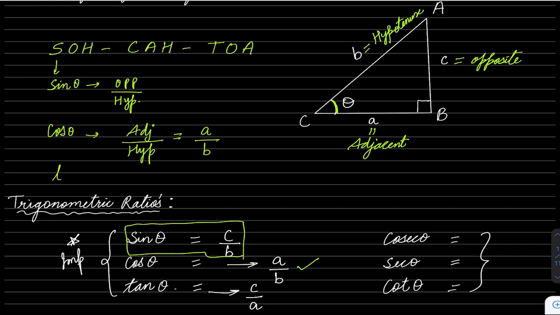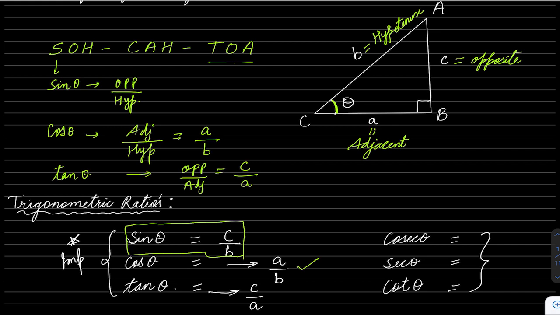Now the last is tan theta. Tan theta comes from this TOA. That is T for tan theta, O for opposite, A for adjacent. So tan theta is nothing but opposite side divided by adjacent side. Now what is my opposite side? That is C. Adjacent side is A. So that's why my tan theta is C over A.